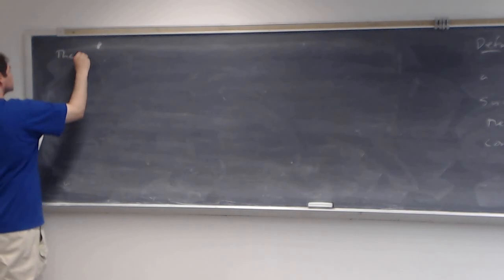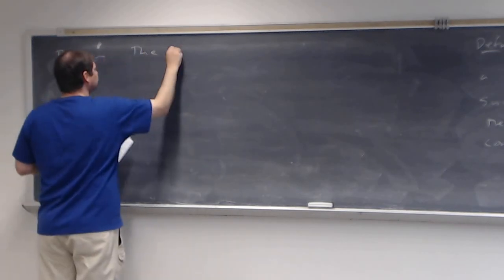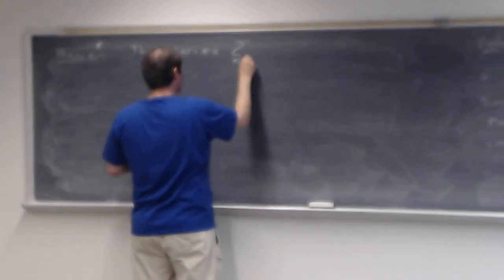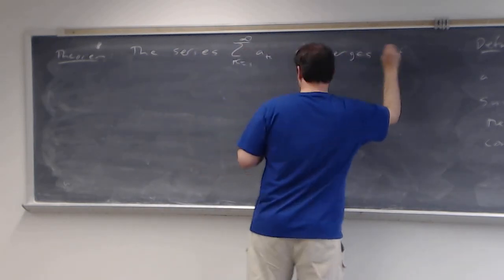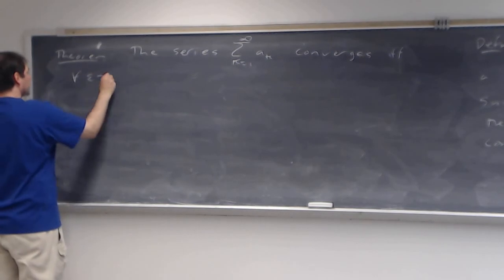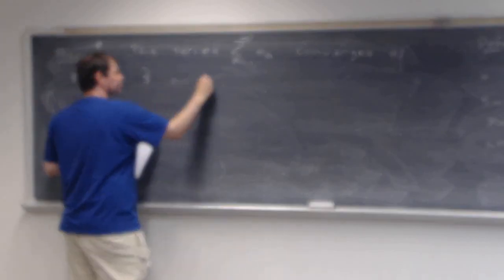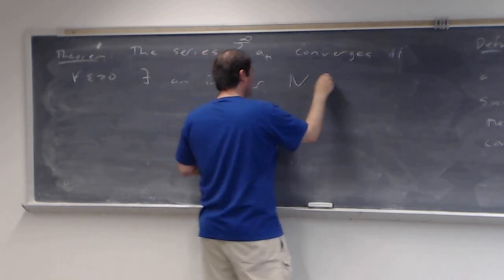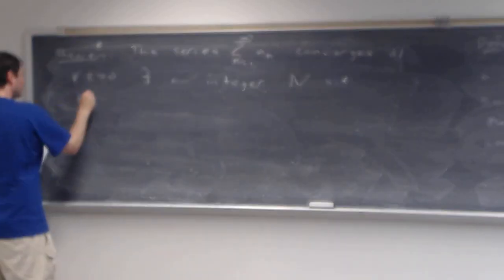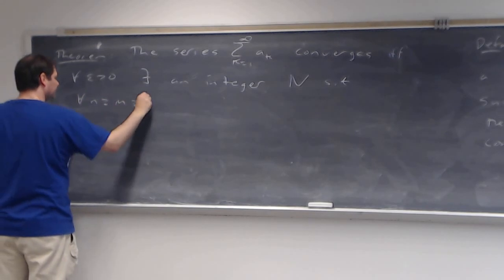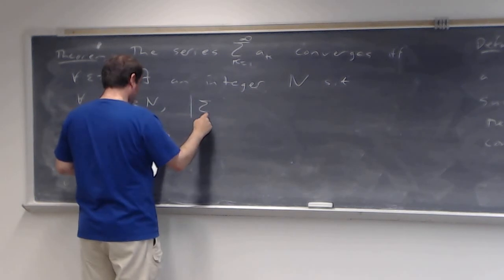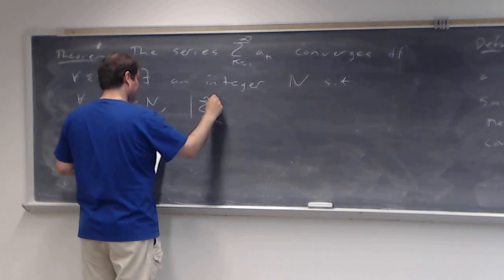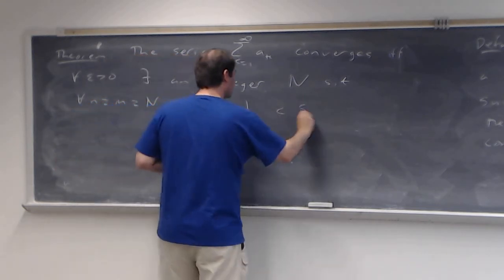First theorem about series states the series sum as k runs from 1 to infinity of a sub k converges if and only if for every epsilon greater than 0 there exists an integer N such that for all n greater than or equal to m greater than or equal to big N, the complex norm of the sum as k runs from m to n of a sub k is less than epsilon.